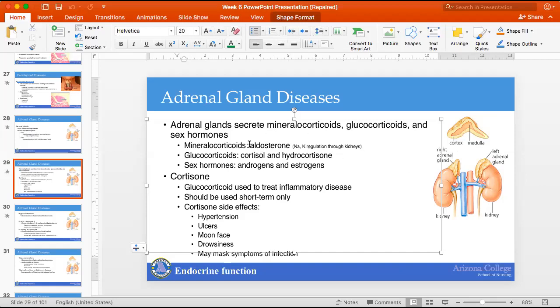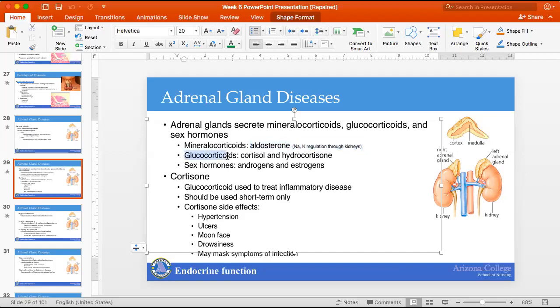So you can almost group aldosterone in its similar function to antidiuretic hormone. And you see that it's showing the sodium potassium regulation through the kidneys. Well, anywhere that sodium goes, so if you're going to retain some sodium, water is going to come with it. If you get rid of sodium, water is going to go with it. So if you're retaining sodium or potassium, water is going to go with it.